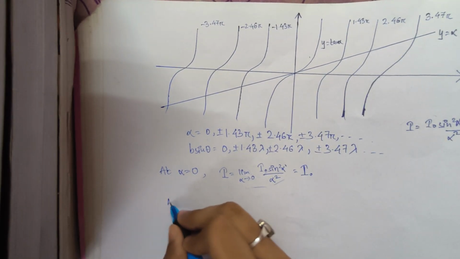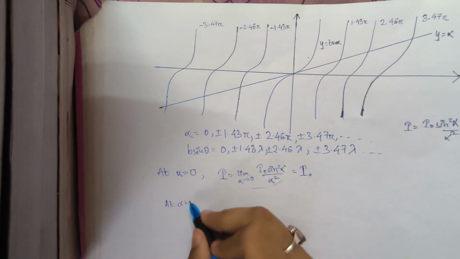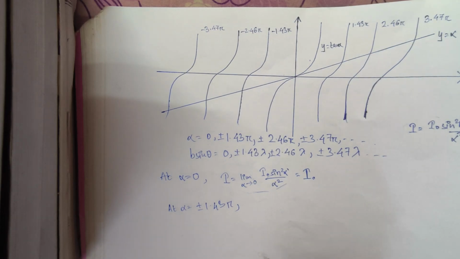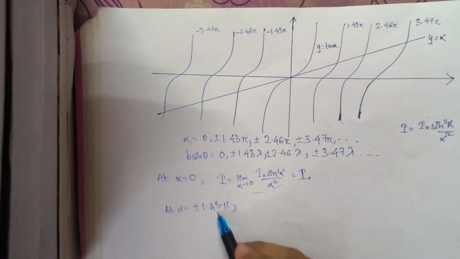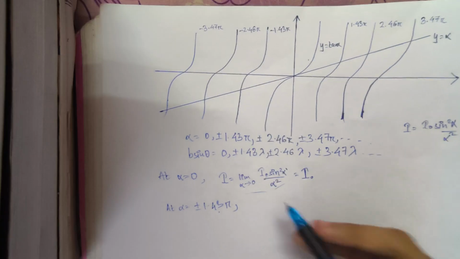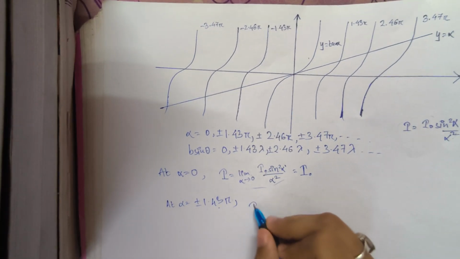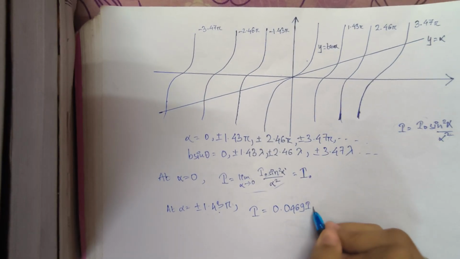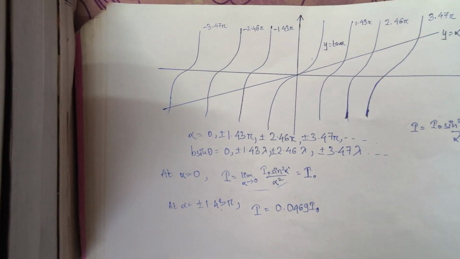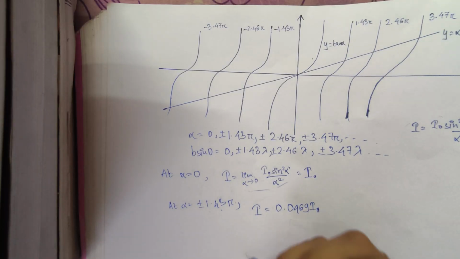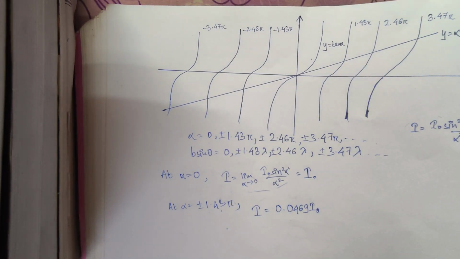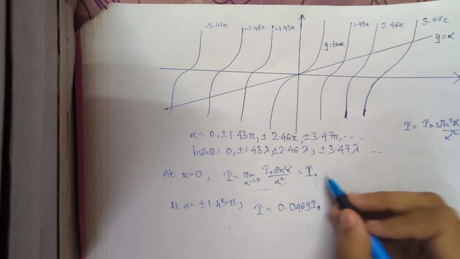Similarly, at alpha equal to plus minus 1.43 pi, if we put the value of 1.43 pi in the formula, we get approximately I equal to 0.0469 times I naught. By this we get the same for 2.46 pi, 3.47 pi and so on. So roughly we have seen these two cases.